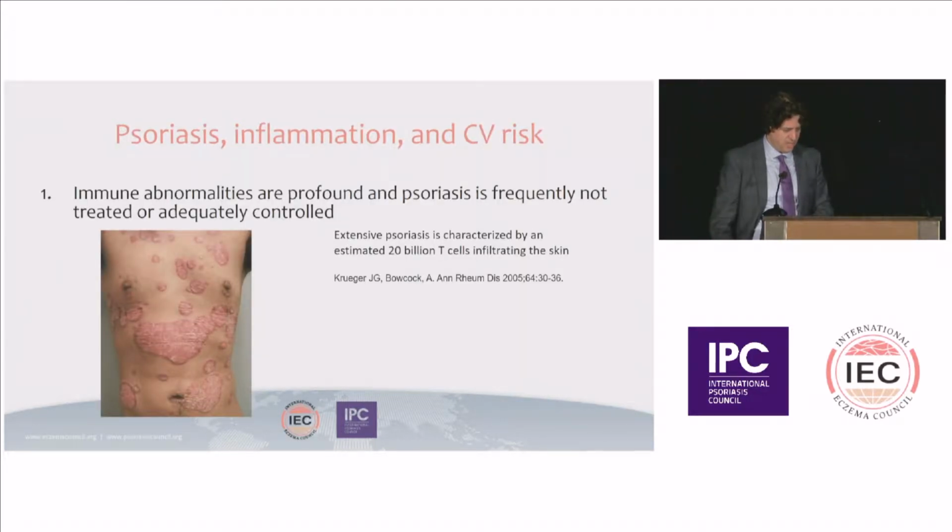There are a couple of fundamental things we need to think about in psoriasis. One is that the immune abnormalities are profound. You have to have billions of T cells infiltrating the skin to maintain this phenotype in people with psoriasis. And the disease is largely uncontrolled. In Junko's talk, she mentioned that roughly 90% of patients who have severe psoriasis, 10% body surface area, are essentially on no treatment whatsoever.